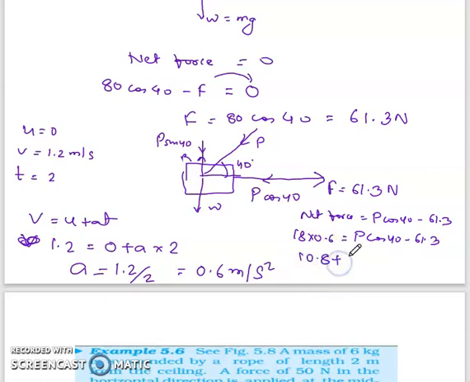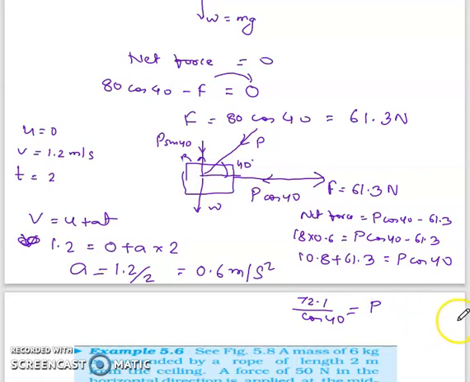10.8 plus 61.3 is equal to P cos 40. If I add these together, 10.8 plus 61.3, the answer is 72.1. 72.1 upon cos 40 is equal to P. If I divide by cos 40, the answer is 94.1. So P is equal to 94.1 Newton.